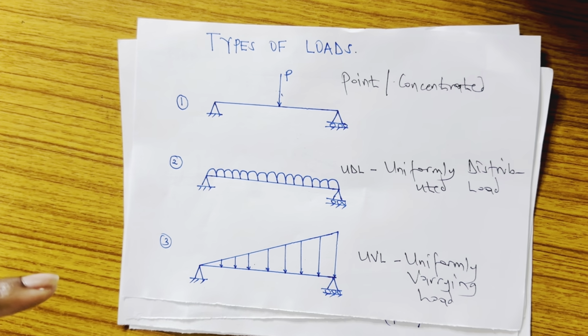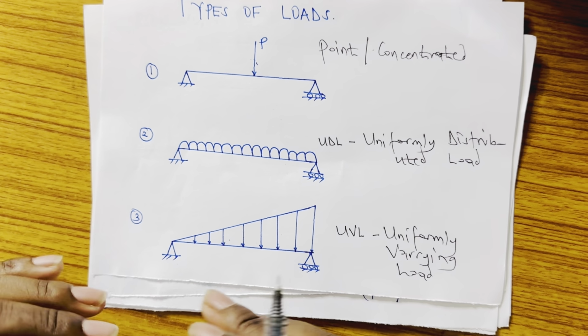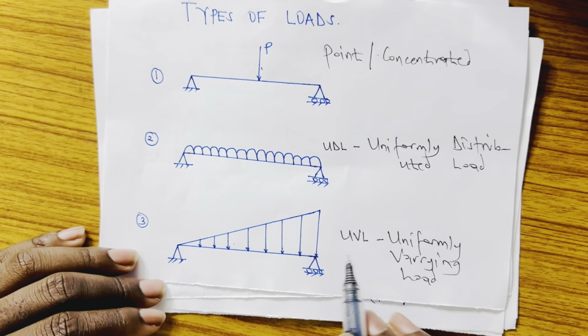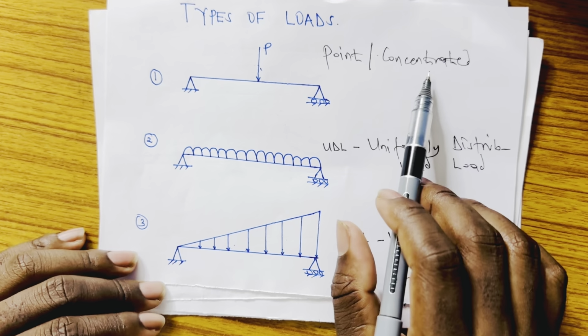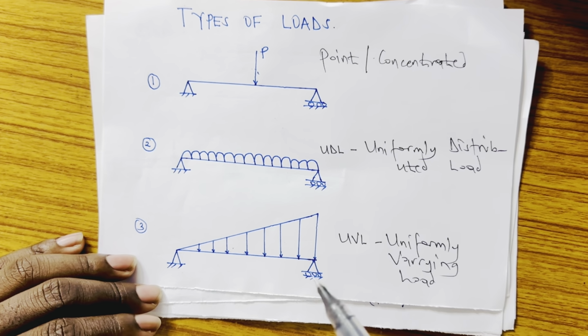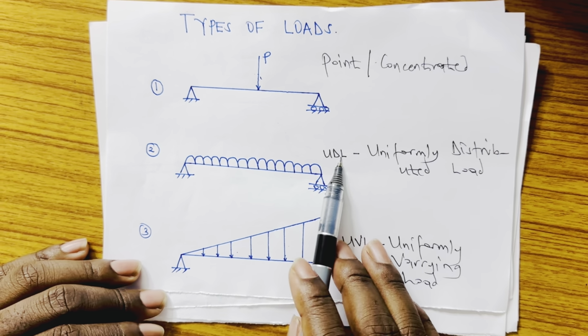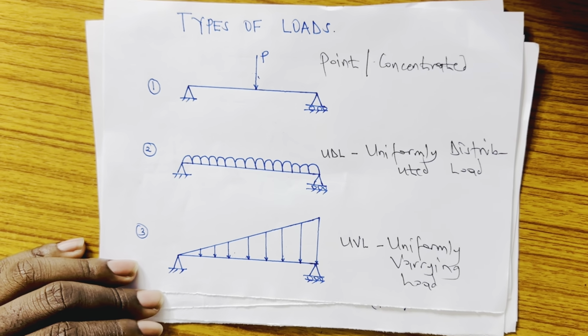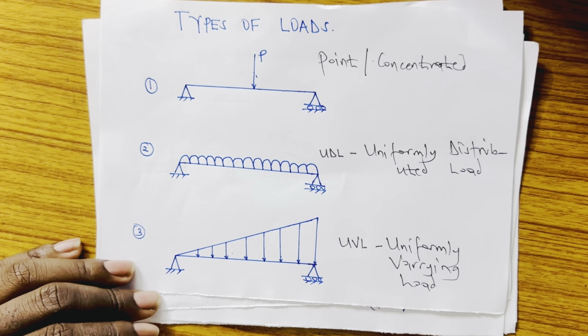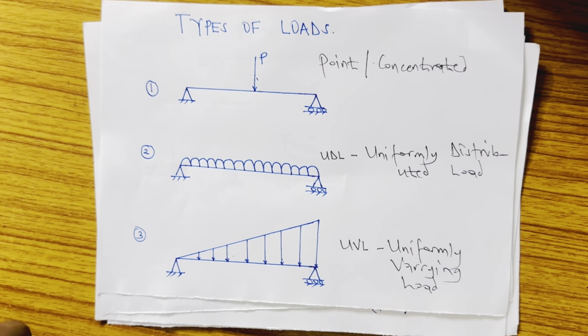Most importantly, what you need to take from this part is we need to understand how to convert UDL and UVL to point load to make drawing bending moment diagram very easy. You have to convert this UDL to a point load to make the calculation very easy. We shall see in our next video how to do this calculation. But to simplify it, allow me to make it clear to you.